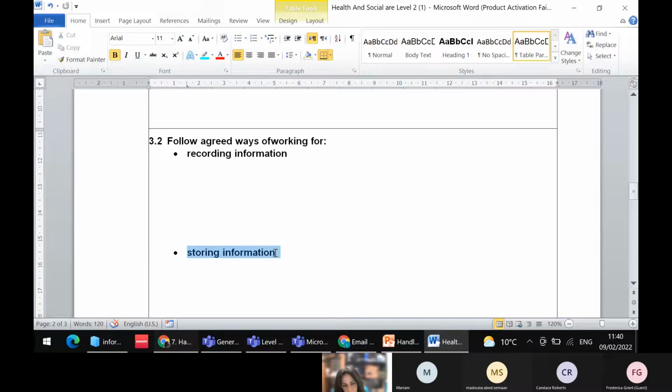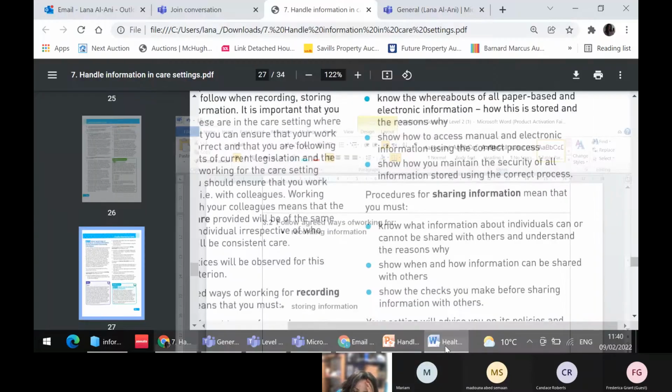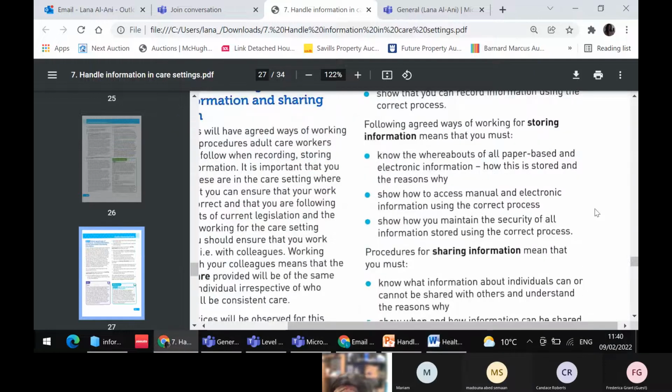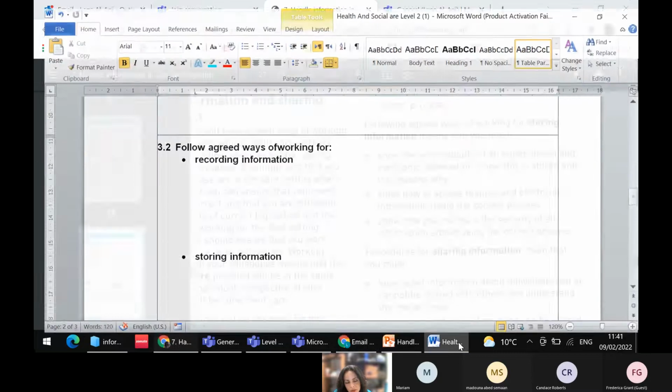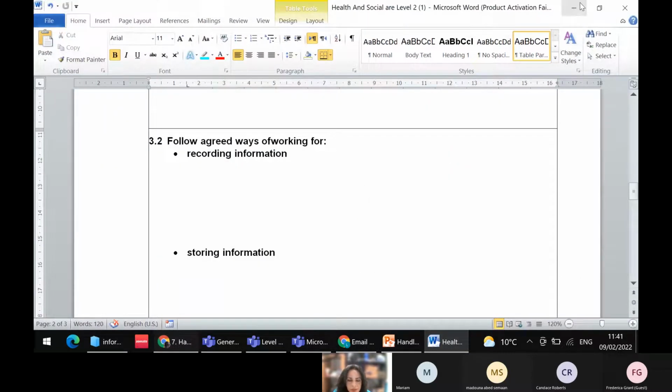So to answer this, for you in the workplace, how you store information, what would you say? They're all here. The ones I just said are all here. So what would you say to store the information in the workplace? Come on, guys. I've been talking now for hours. So for you, what would you do to record information?